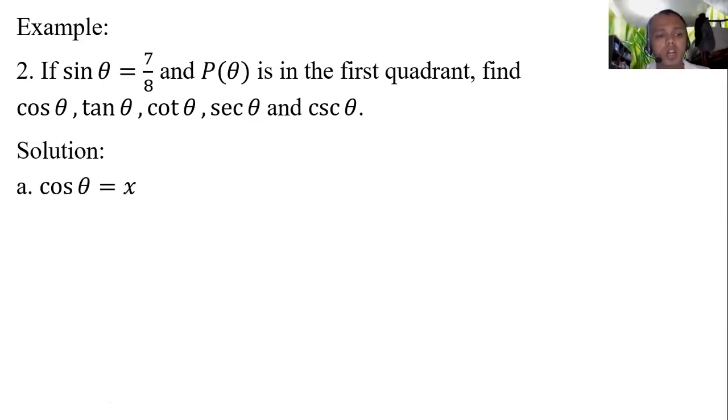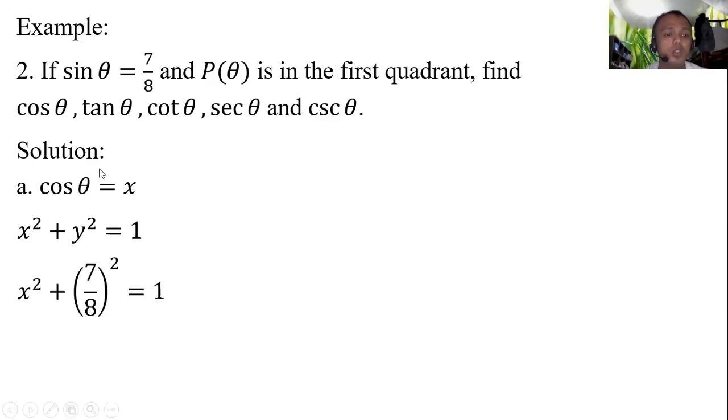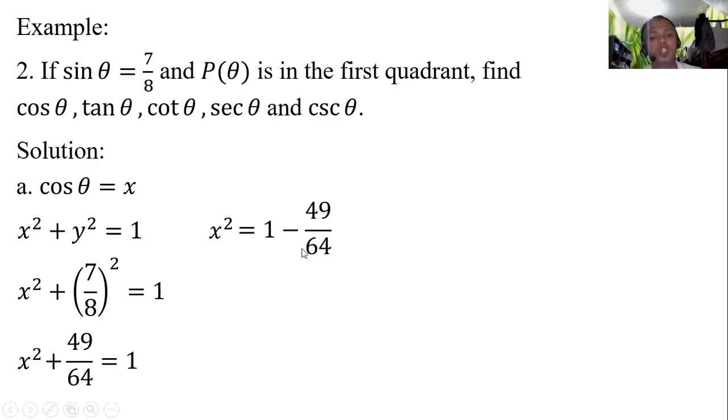Okay, for your cosine theta, we have x. So to find your cosine theta, we need to use this formula. Actually, this one is an example, is the formula for circle. Now, substitute your x, your x here is unknown pa, and then your y, substitute your y to 7/8. 7/8 squared is equal to 49 over by 64 equal to 1. Then transpose 49 over by 64. Then we have x squared equal to 1 minus 49 over by 64.